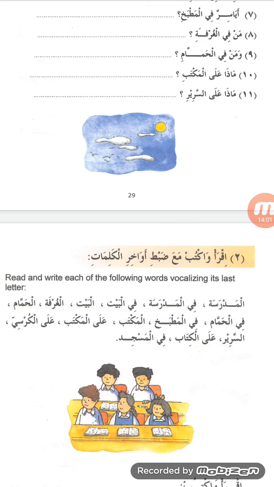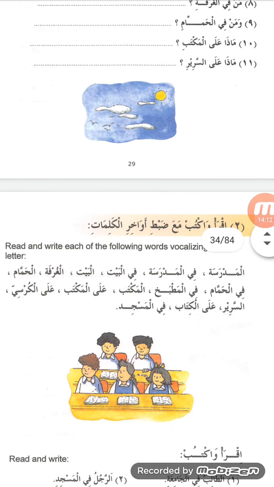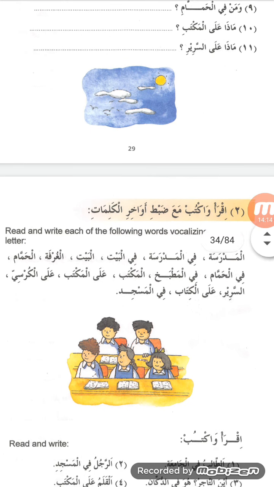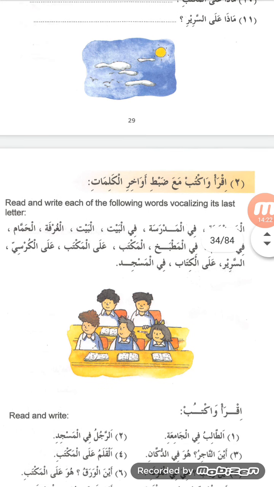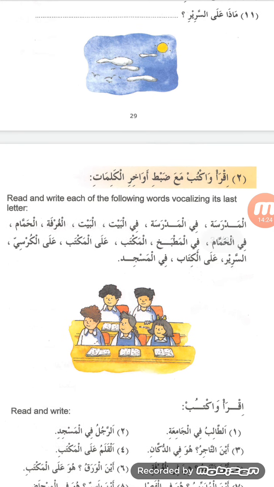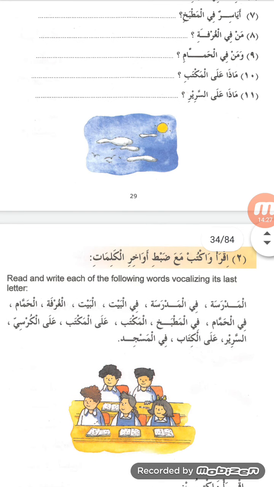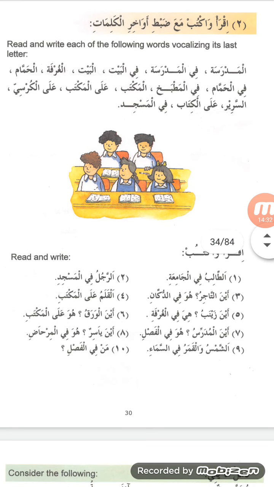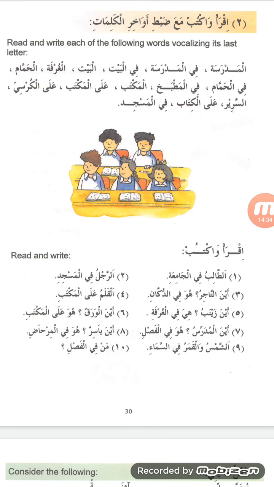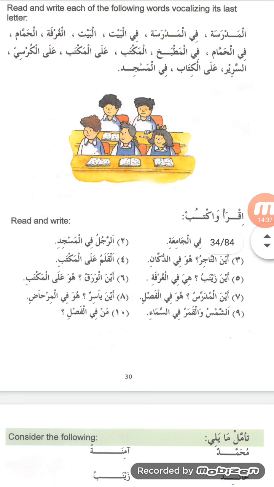Man fil ghurfati, man means who. Man fil ghurfati, who is in the room? Wa man fil hammami, and who is in the bathroom? Madha means what. Madha ala al-maktab, what is on the desk? Madha ala sariri, what is on the bed? So you can have a go at answering these questions. Al-madrasa, you can have a go at this yourselves. Okay, let's have a look here.